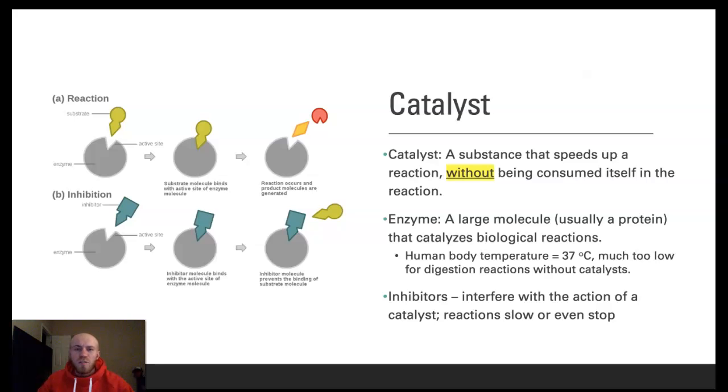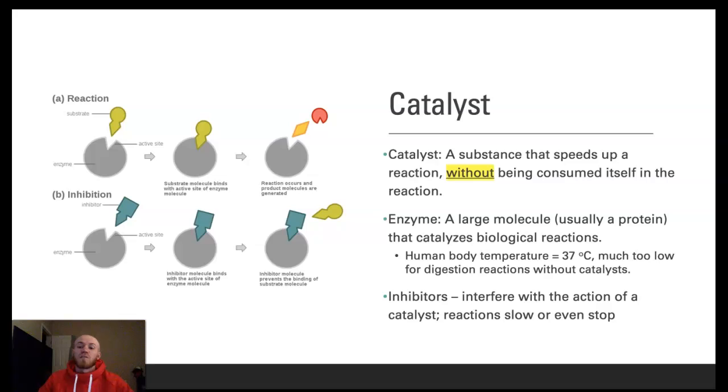When we think about the naturally occurring catalyst, we have enzymes in our body. It's a large molecule. An example here: the human body temperature is 37 degrees Celsius, much too low for the digestion reactions without catalyst. So we need catalyst or enzymes in order to break down food in our digestive system.